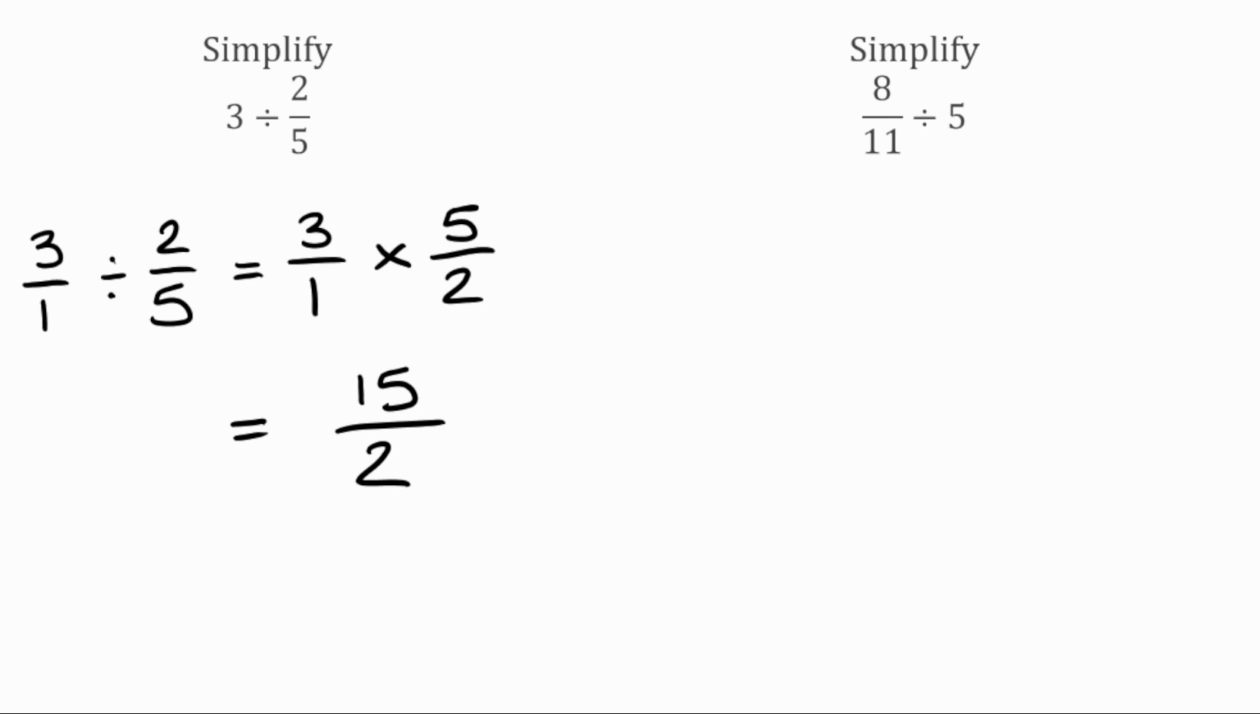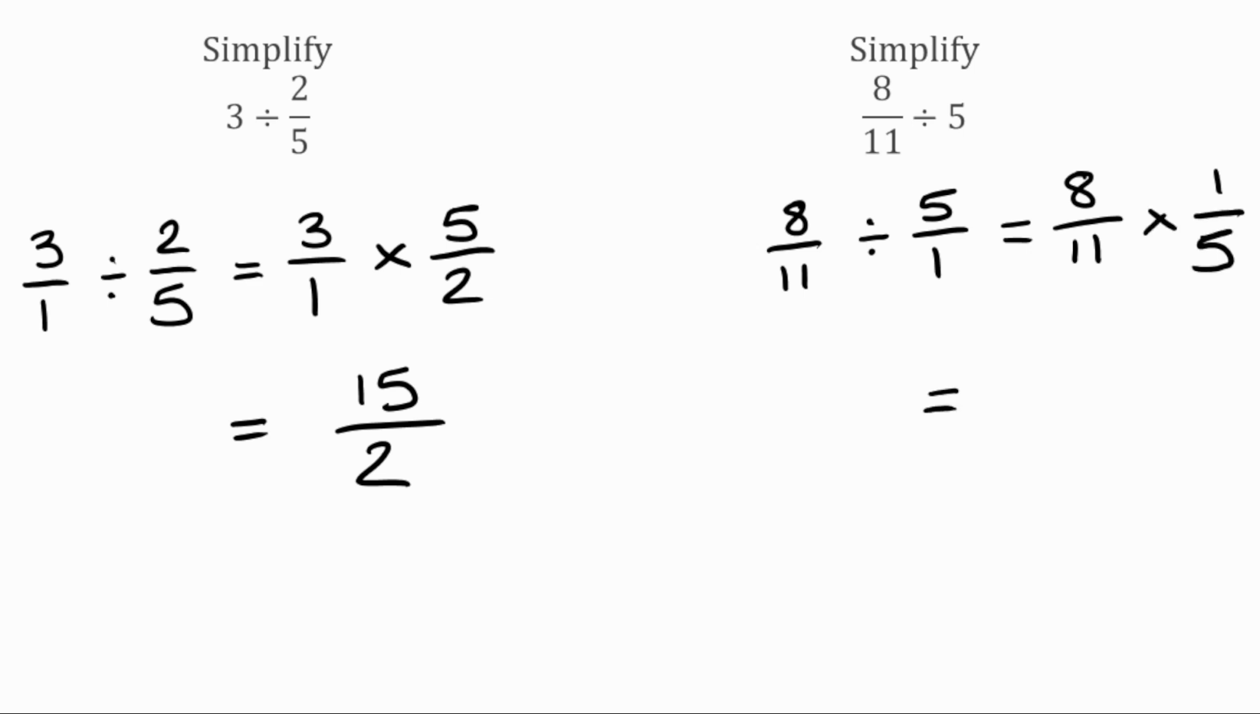And for this final example, we've got 8 over 11 divided by 5. So again, I'm going to rewrite this as 8 over 11 divided by, I'm now going to write my whole number as a fraction, so 5 would become 5 over 1. We're now going to apply our keep flip change method, so this time we're keeping our 8 over 11. We're going to flip our 5 over 1, so it becomes 1 over 5, and then we change our divide to a multiply.